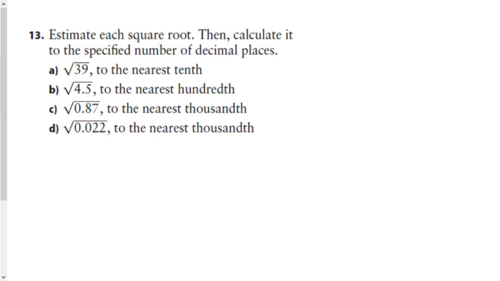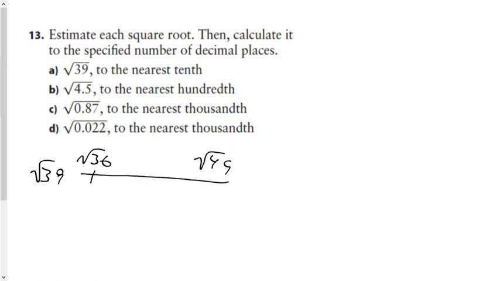Do we have to do 13? Okay. So it says estimate each square root, then calculate it. So for A, the square root of 39 will fit on my number line between the square root of 36 and the square root of 49. Since the square root of 36 is 6, and the square root of 49 is 7, I'm going to guess, I don't know, 6.3-ish.